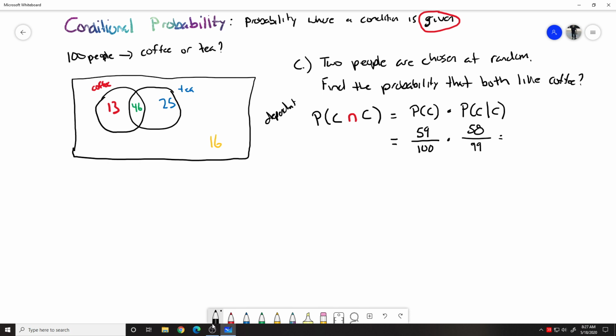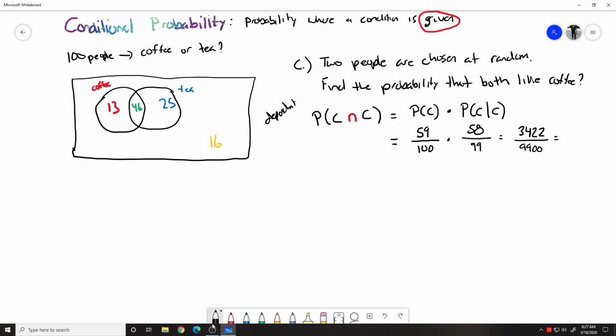Okay, so the bottom's easy. 100 times 99. You don't need a calculator to figure that out. That's 9,900. Well, not people, but my odds, sorry. 100 times 99 is 9,900. Now you might want to use your calculator and do 59 times 58, and we get 3422.